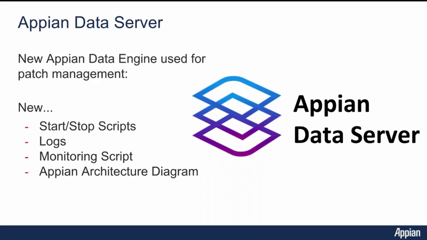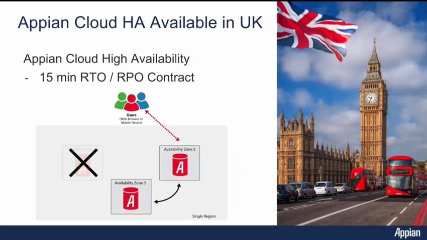As mentioned, though, the new Appian Data Server is only used for one thing, patch management. That's it. So all those patches I'm building are going to be stored inside the Appian Data Server. But we should expect to see Appian Data Server evolve over time throughout 2018 and going into 2019. So simply stay tuned for updates.